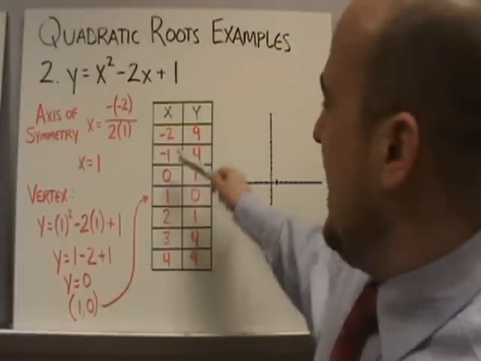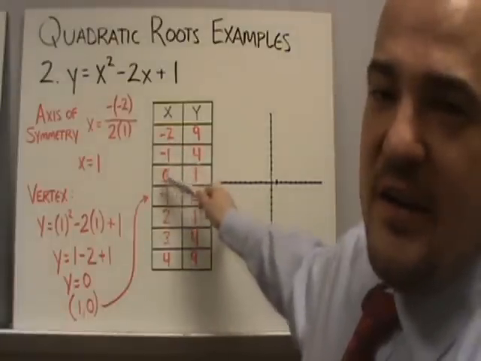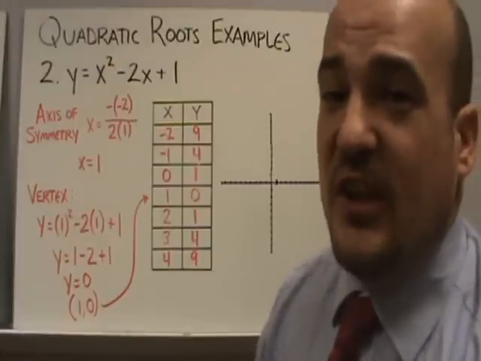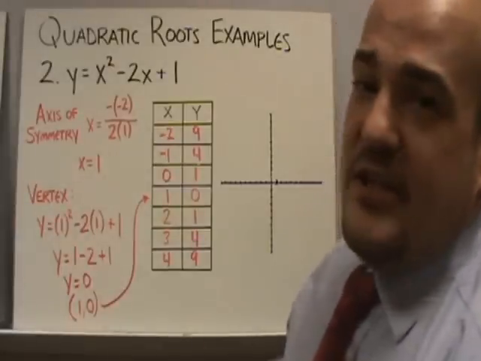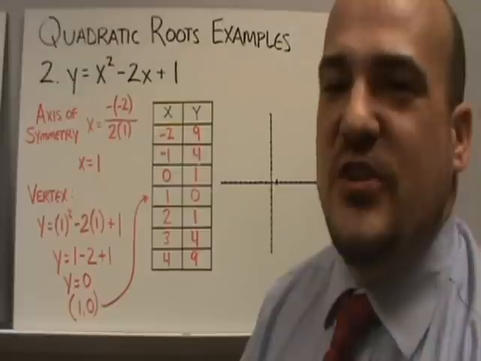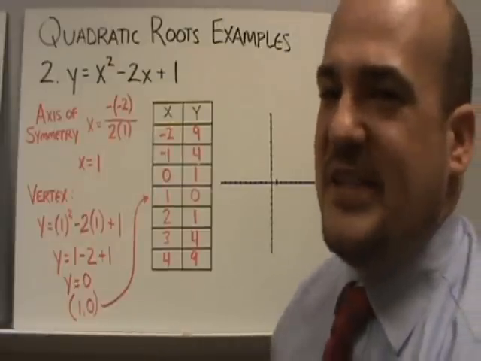And then I chose some other x values that were right around 1 so that I could get a good picture of what this quadratic equation is going to look like when I graph it. So I filled in my table of values, and you should do the same thing in your notes. I'm going to go ahead and plot these table of values now.